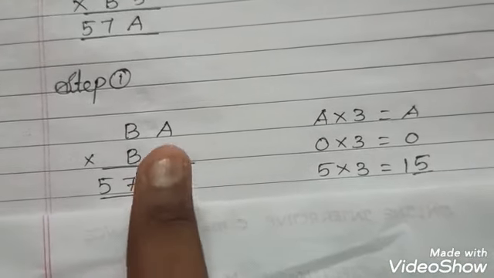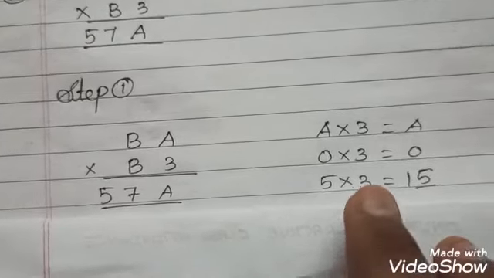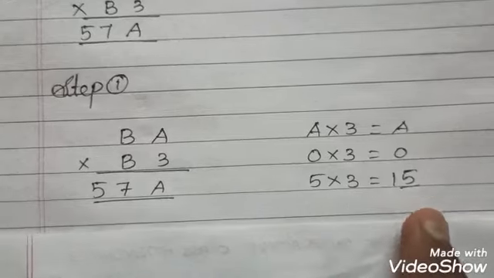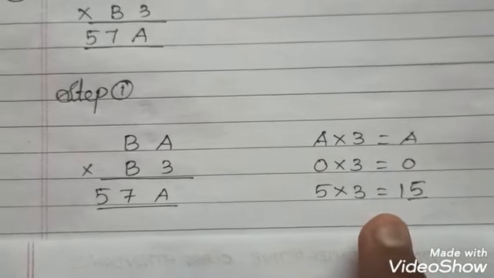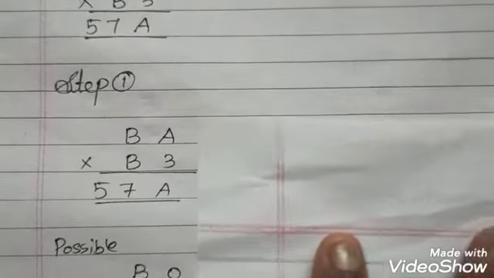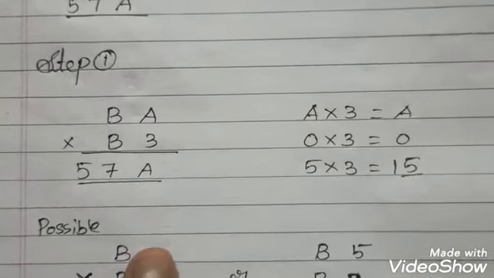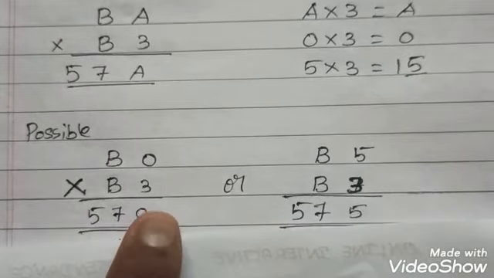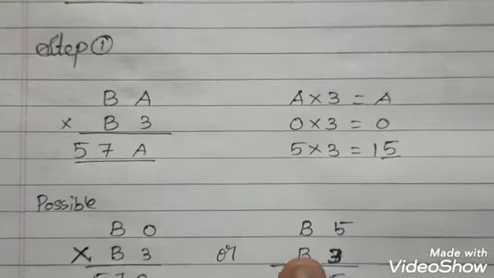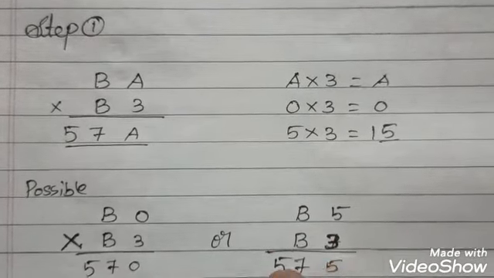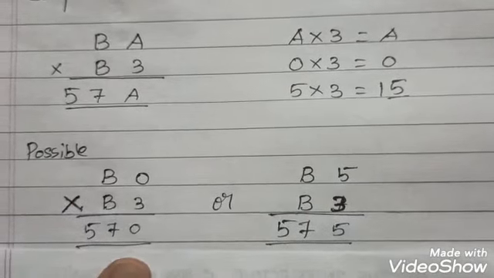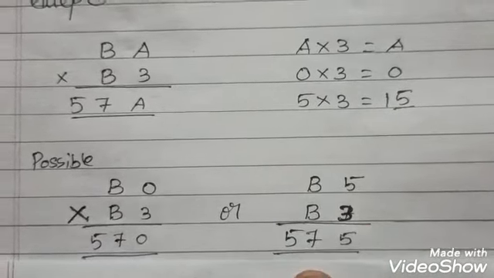In this question you know that A into 3 you get A. So the possibility is 0 into 3, which is equal to 0. Otherwise 5 3s are 15. So these are the two possibilities. If we take B as 0, it should be B0 into B3, you get the value 570. Otherwise you take 5, you need B5 into B3, you get 575. Instead of A you could take 0, you get 570. Instead of A equal to 5, you get 575.